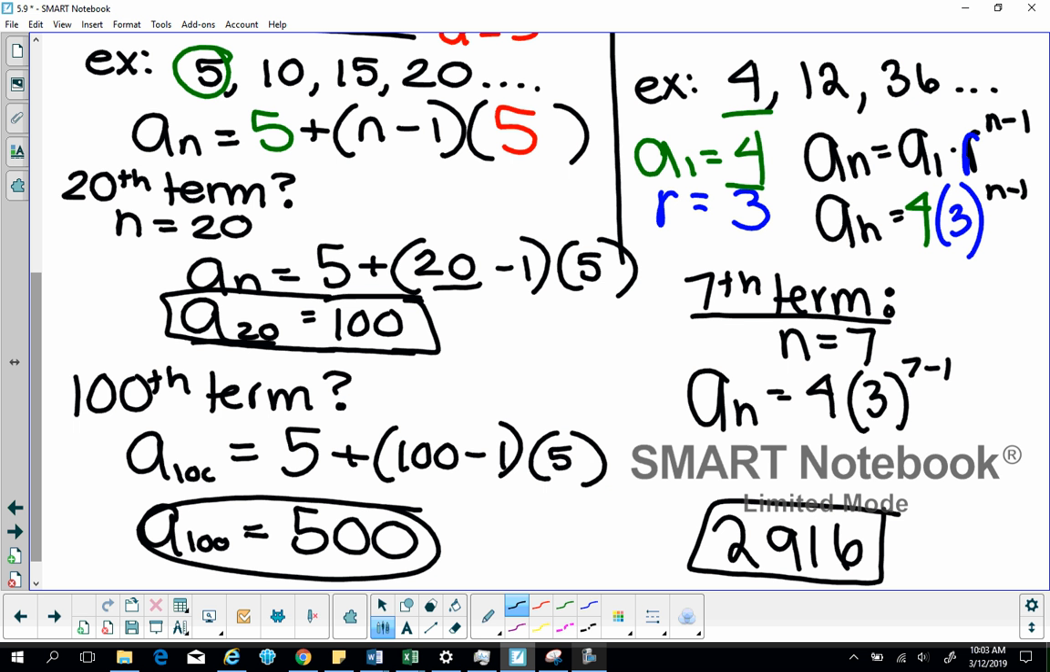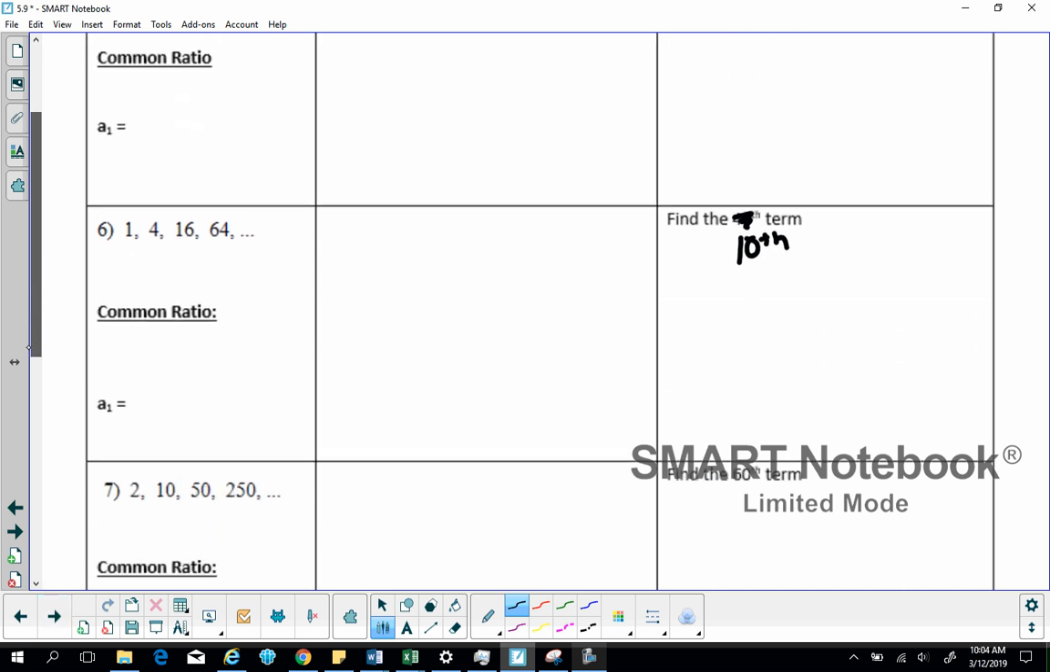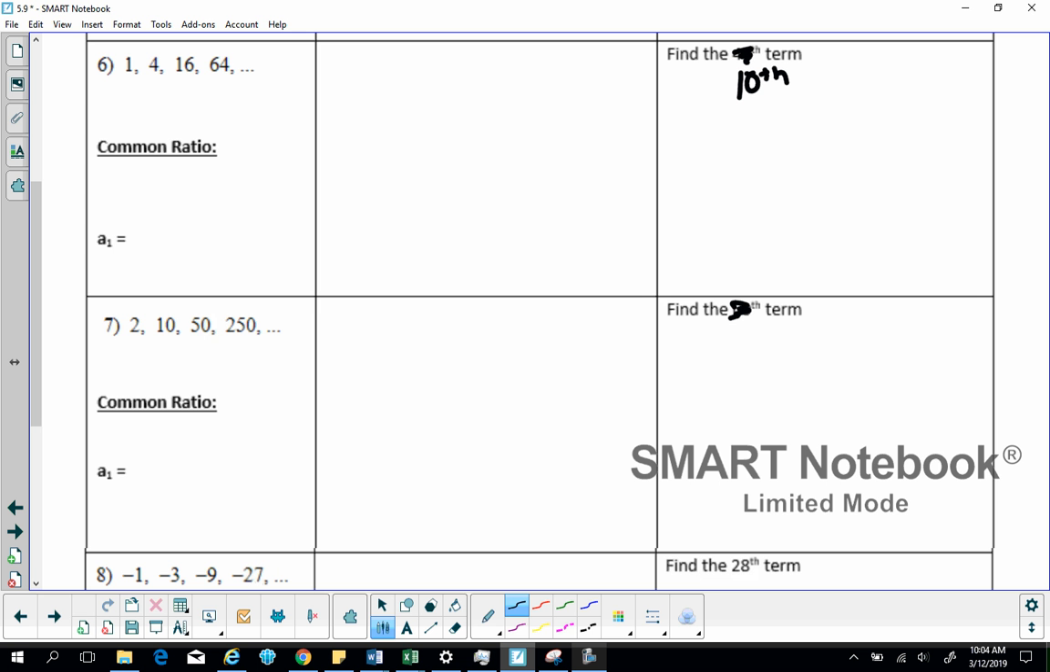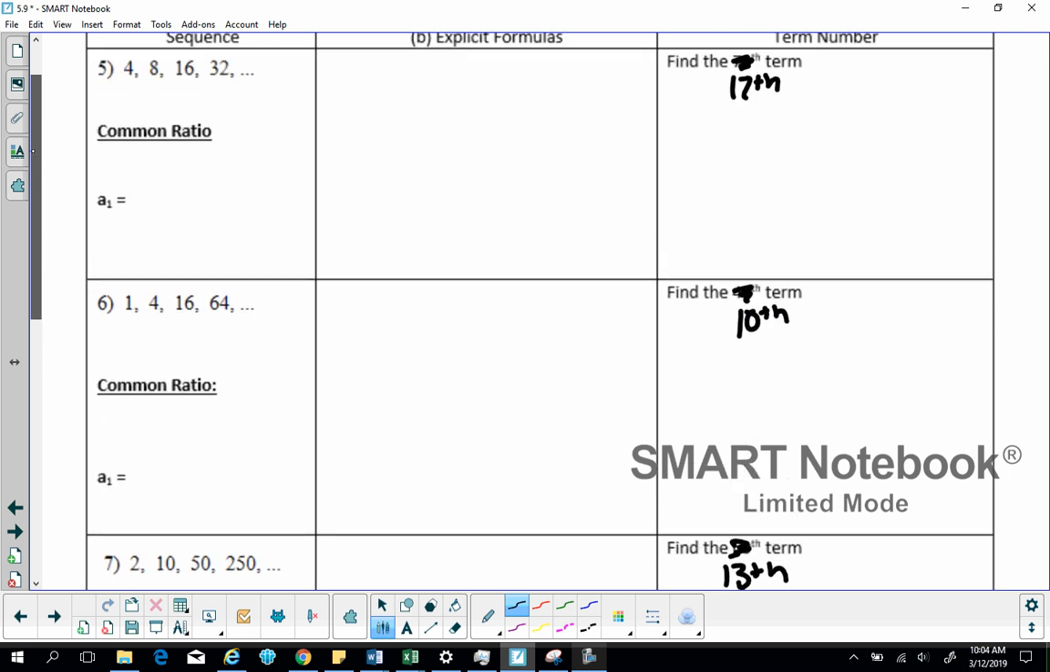Okay, so go to the next page of your sheet, and I am changing the term numbers just because they're a little too big for what I did. So make sure you're paying attention. You're crossing out 70 and putting, I want the 17th term for this one. Cross out 40, and I want the 10th term. For 7, cross out 60, and I want the 13th term. And for 28, cross that out and put 15. Make sure you're crossing those out or you are going to get the wrong answers. So the last two should be 15th and 13th term. The first two should be 17th and 10th.